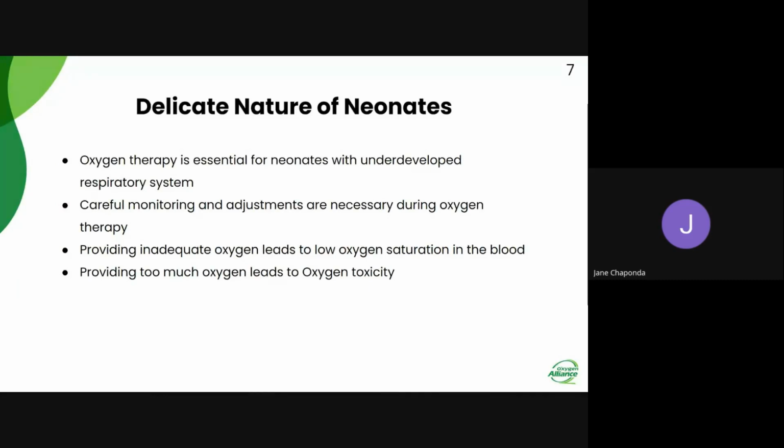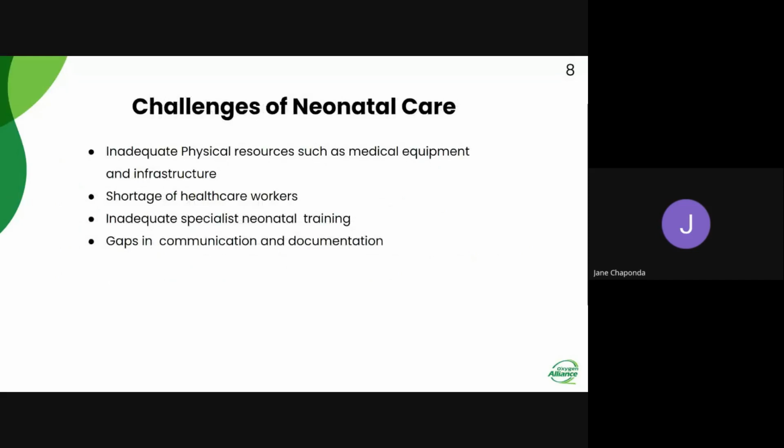Moving on, let's look at the challenges of neonatal care. The first challenge is inadequate physical resources. So many hospitals do not have enough infrastructure and medical equipment such as oxygen concentrators and ventilators to provide adequate care for newborns.